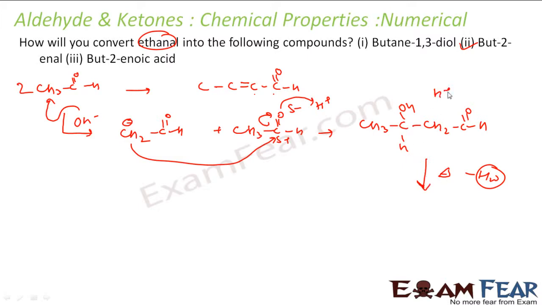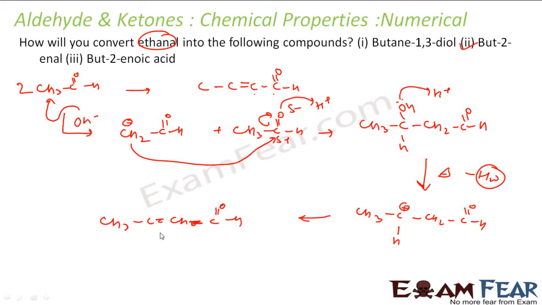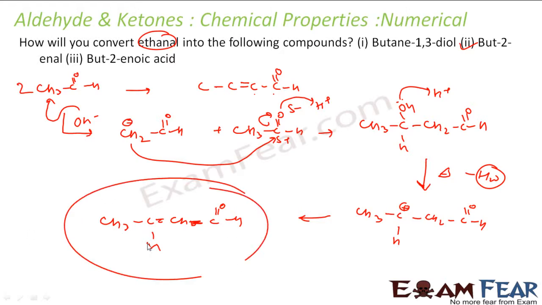So what happens is this H plus will again come and attack this. This will become H2O plus with a positive charge here, and this has to get rid of the positive charge. What it will do is ask this hydrogen to kick off, and it will form a double bond. So it will form CH3CH=CHCHO. This is what you will get. Just heat it, the water will go off. Correct?